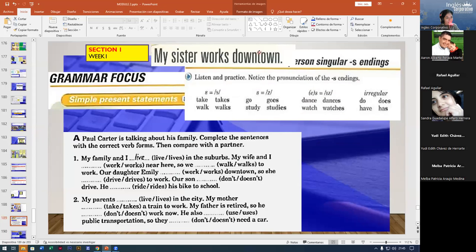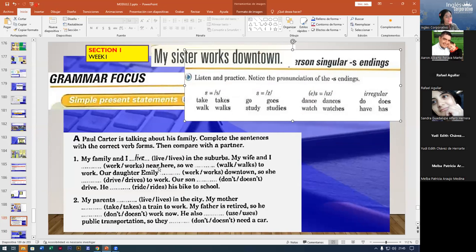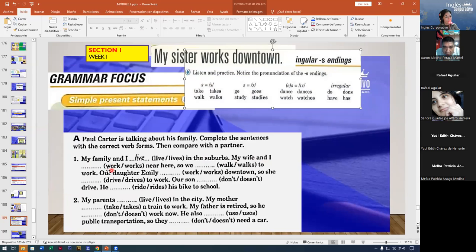So let's check here, let's do this exercise. We're going to complete this exercise with the correct form of the verb. Aaron, can you start please? Number one. Aaron? Hello, miss. Okay, we're going to complete this. My family and I live in the suburb. That's good. Continue. My wife and I work. Work, base form, right? Because it's two persons, my wife and I. Excellent, base form. Continue. My wife and I work near here.